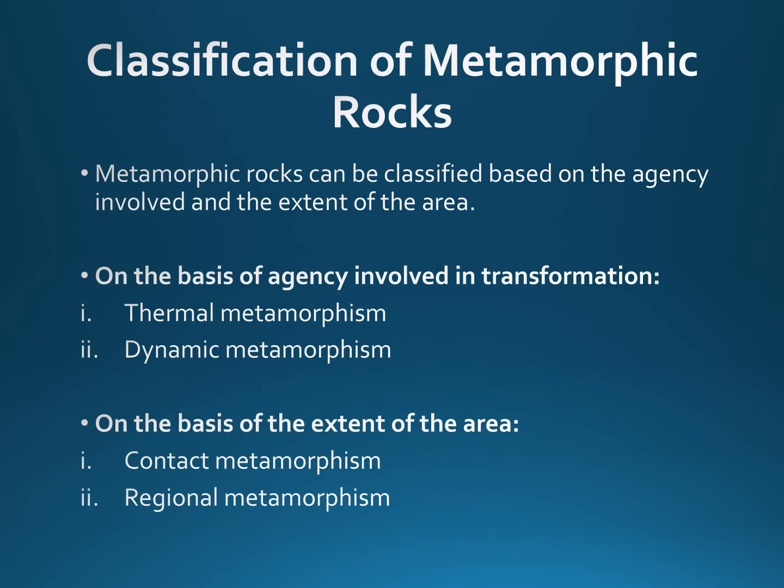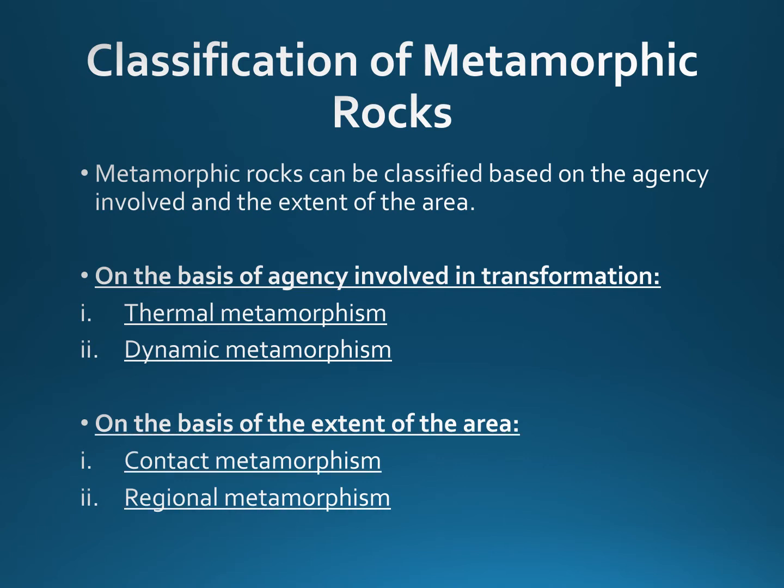Metamorphic rocks can be classified based on the agency involved and the extent of the area. On the basis of agency involved in transformation, two types of metamorphism have been observed. They are thermal metamorphism and dynamic metamorphism. And on the basis of the extent of the area, metamorphism is of two types. They are contact metamorphism and regional metamorphism. Let's discuss each one of them now in detail.